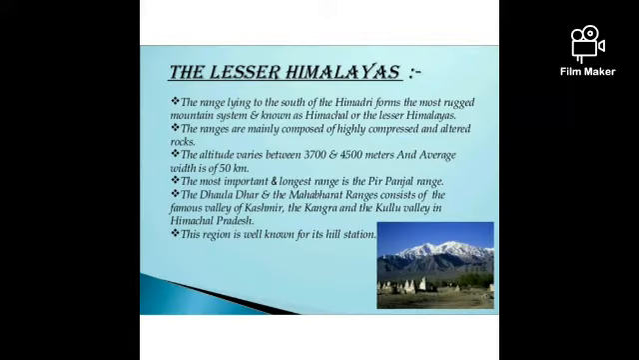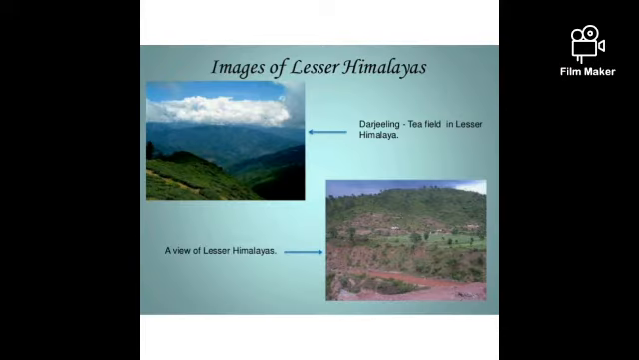Next comes the Lesser Himalaya, which is also called the Himachal Range. The range is mainly composed of highly compressed and altered rocks. The altitude varies between 3,700 to 4,500 meters and the average width is 50 km. The most important and longest range is the Pir Panjal Range. The Dhauladhar and the Mahabharat ranges contain the famous valleys of Kashmir, Kangra and Kulu in Himachal Pradesh. This region is well known for its hill stations. In front of you is an image showing a Lesser Himalayan example, Darjeeling, situated in Sikkim.